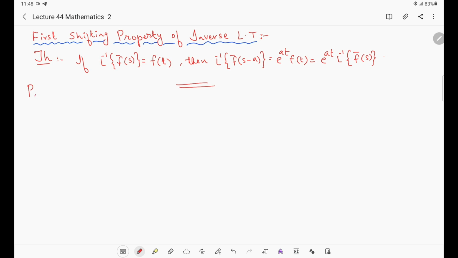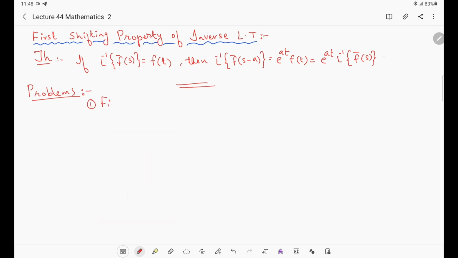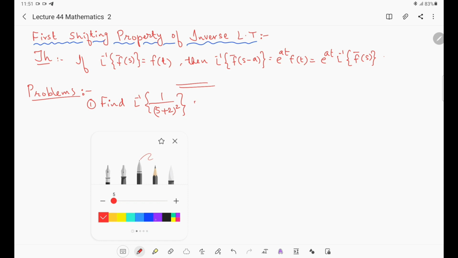So directly we will see a few problems in which we will be using this first shifting property of inverse Laplace transform. The first problem is: find the inverse Laplace transform of 1 by (s plus 2) whole square. Let us see the solution of this.